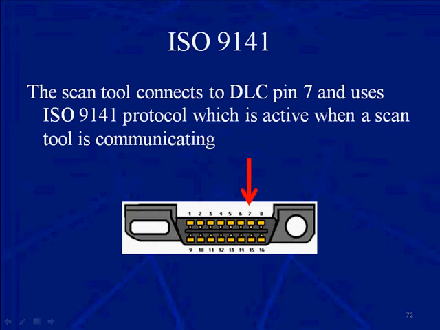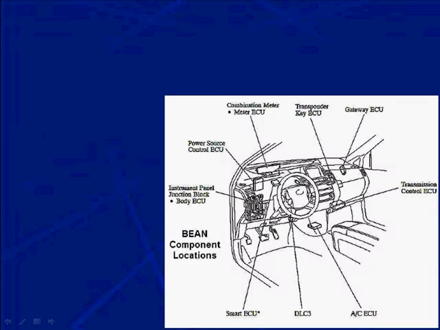ISO 9141, that is the protocol that the scan tool connects to on the DLC pin 7. It uses what is called the ISO 9141 protocol, and it is active when the scan tool is communicating on pin 7 of the DLC. It is how the vehicle is talking to the scan tool.